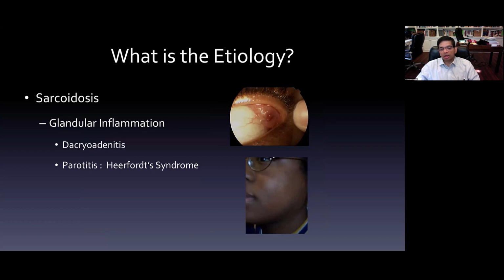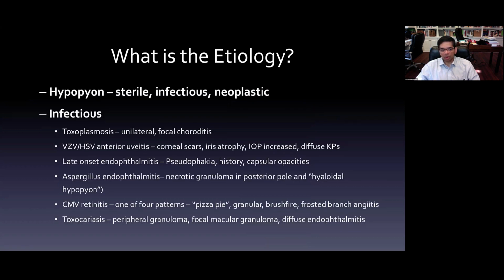This is a patient that had systemic sarcoidosis with Heerfordt syndrome, with parotitis, and also dacryoadenitis, inflammation of the lacrimal gland. See, these can be very helpful. Glandular inflammation like this with panuveitis is highly suggestive of sarcoid.